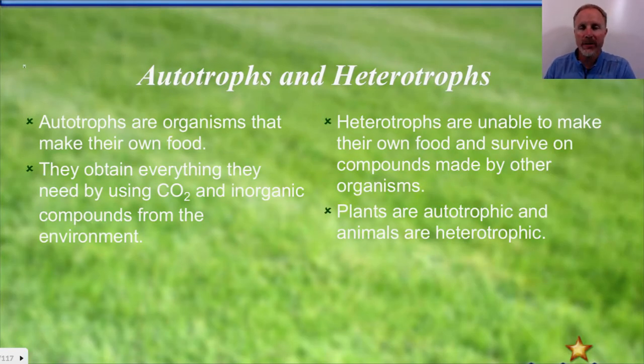So, hopefully by now you know the difference between an autotroph and a heterotroph. An autotroph is something that can make its own food using sunlight as an energy source and an inorganic carbon compound, in this case CO2. And then heterotrophs, these are organisms that are unable to make their own food, and they have to rely on the autotrophs in order to do that. And generally speaking, the plants are autotrophic and the animals are heterotrophic.